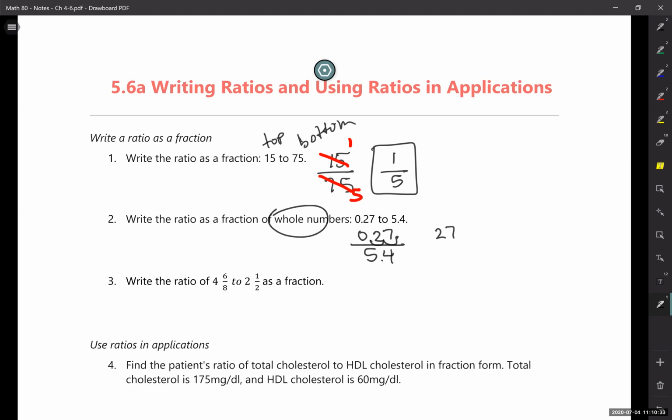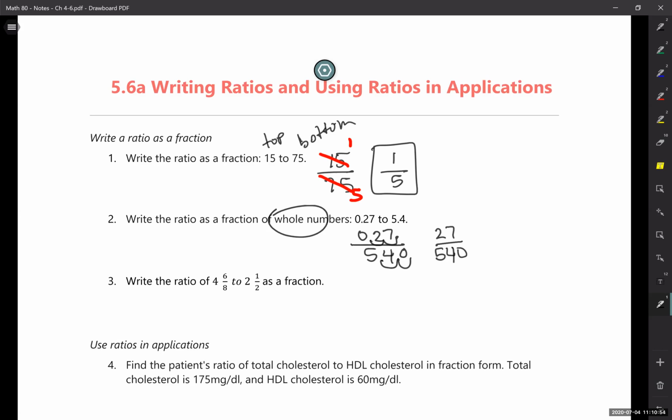But I have to do the same thing on the bottom. So a mistake that people make a lot is they just move it and they call that 54. But that's not going to be 54 because we have to move it 2 places and fill in the 0. So it's actually going to be 540.